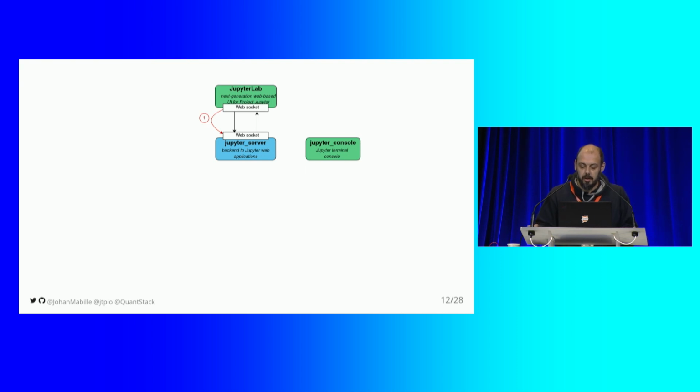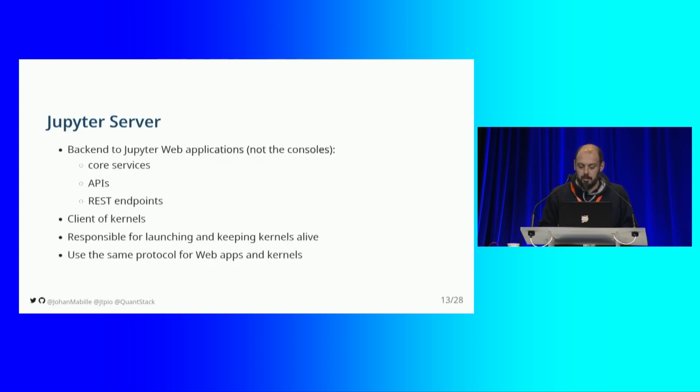JupyterLab is connected to the Jupyter server through a bidirectional WebSocket connection. There are other clients, like the console, that can talk directly to a kernel and not pass through the server. Jupyter Server is the backend to all the web applications. It provides core services, APIs, REST endpoints. It is the client of kernels, so that's the part of the ecosystem that directly talks to the kernel. It's also responsible for launching and keeping kernels alive.